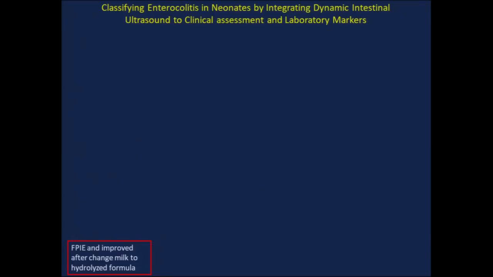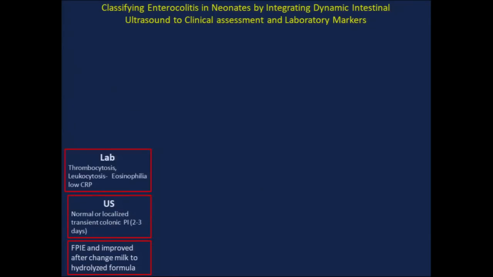described in the literature recently published by Dr. Nayo. So the first category, routine milk allergy. If you have normal or localized transient colonic pneumatosis intestinalis, you may find a very localized area of pneumatosis intestinalis, and it resolves in 2 to 3 days. You don't have to keep this infant NPO for a long time. And these infants may have thrombocytosis, leukocytosis, eosinophilia, clinical nonspecific, apart from bloody stool.